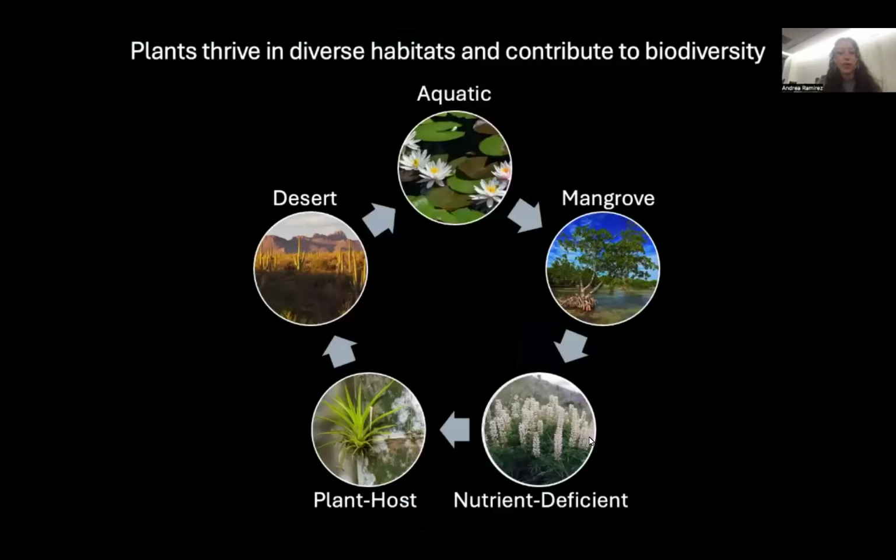So I'll start by showcasing how plants thrive in nearly every type of habitat, from dry landscapes of deserts to flooded or aquatic environments, to the ocean coastlines or tidal rivers of mangrove ecosystems. They can also survive nutrient-poor environments like savannas and tundras, and even off of other plants, like in the case of epiphytes or parasitic plants.